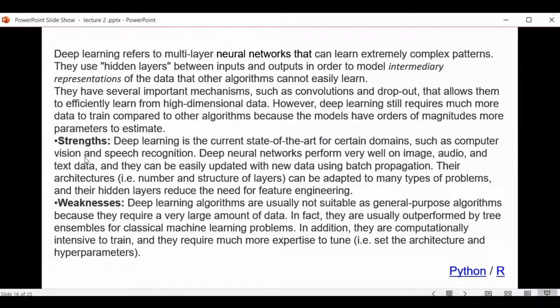And it can be outperformed by tree ensembles and classical machine learning if you take it outside of the domain it was trained for. It's computationally intensive to train, so it's not trivial to train a neural network. There's a lot of things that you have to watch out for. You can't let it automatically transfer from one problem to another. And we'll look at all these terms later in the practicals and how to train neural networks.